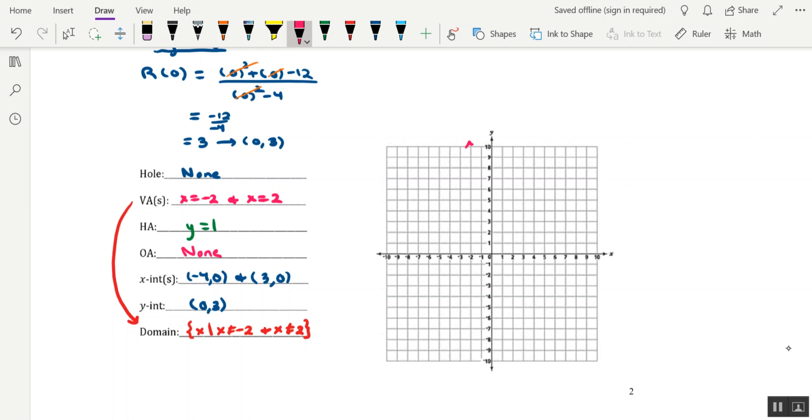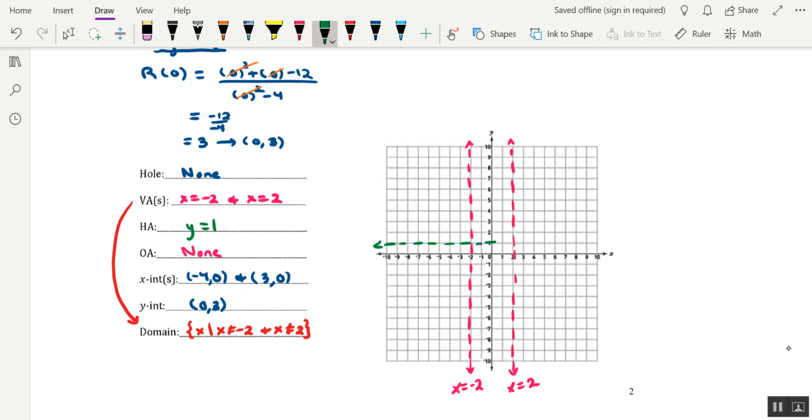The first vertical asymptote crosses the x-axis at negative 2. And I'll write its equation down below. And then the second vertical asymptote crosses the x-axis at x equals positive 2. I'll write its equation below as well. The horizontal asymptote is going to cross the y-axis at y equals 1.